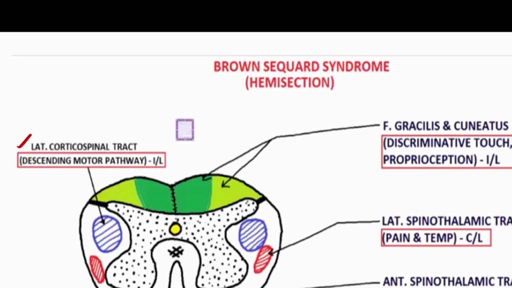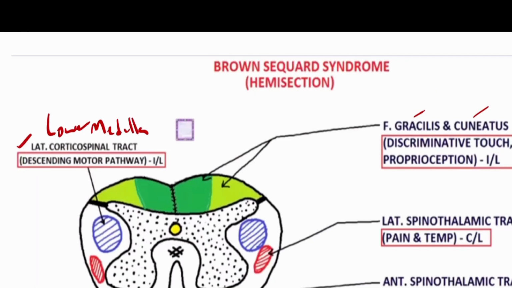Where does the crossover occur for motor neurons? Pyramids, and where are they? Lower medulla. Okay. Fasciculus gracilis and cuneatus. What is this entire part of the spinal cord also known as? Dorsal white column. Again, sensory information: discriminative touch, vibration, and proprioception.